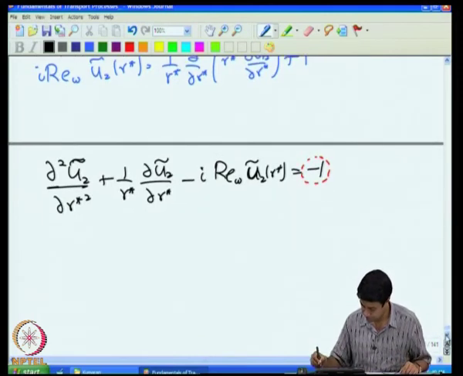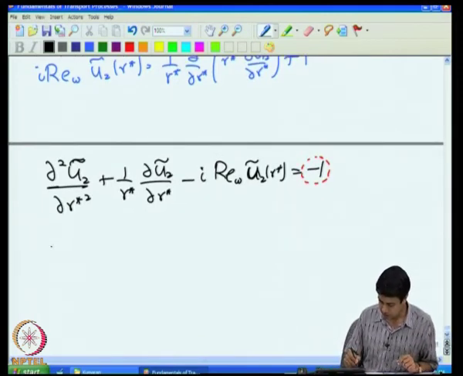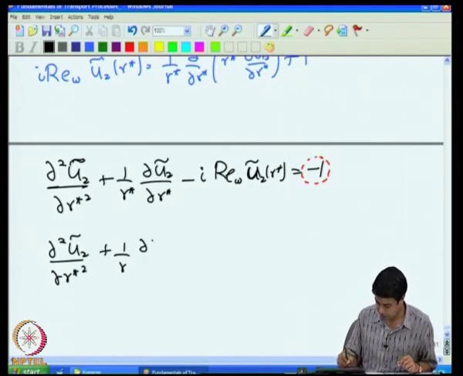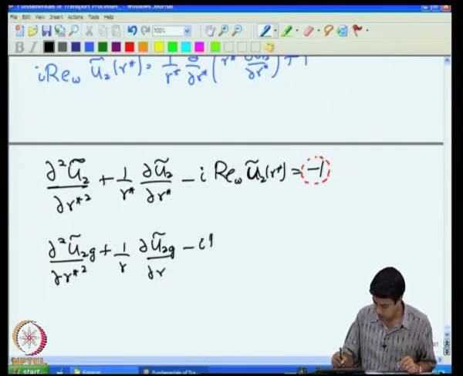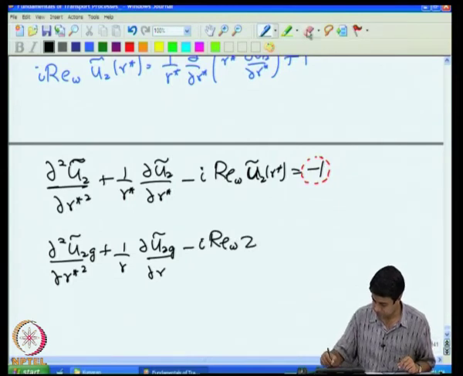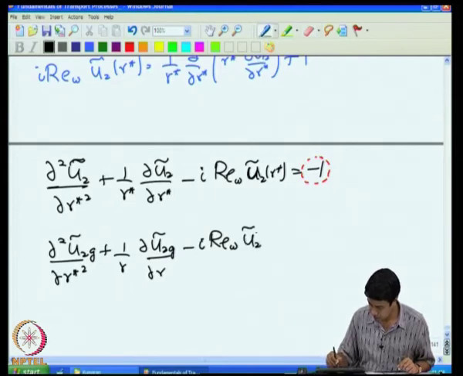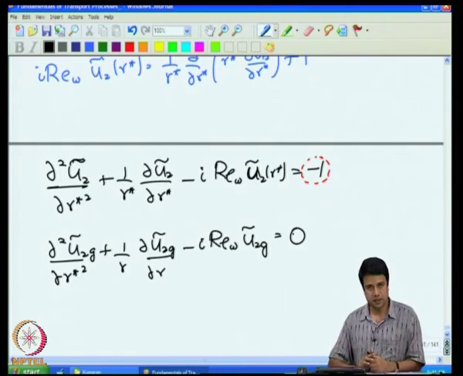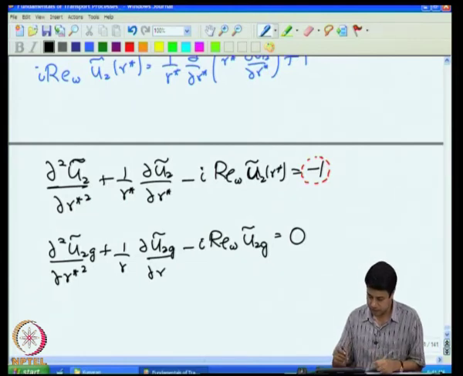That means that the general solution satisfies the differential equation partial square u z by partial r square plus 1 over r partial u z general by partial r minus I r e omega u z general is equal to 0. So, this is the general solution, it satisfies the equation without the inhomogeneous term. And how do we solve this equation? We already saw what was the form of this solution.